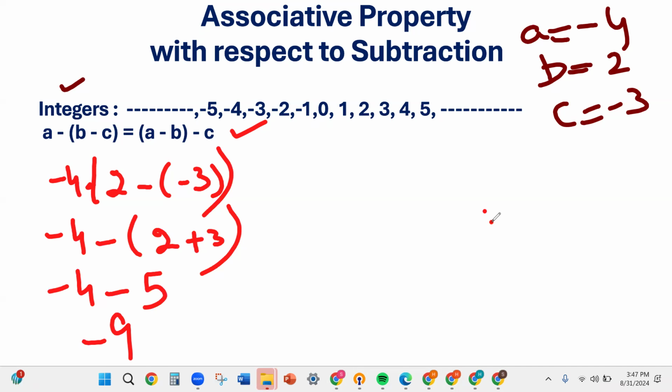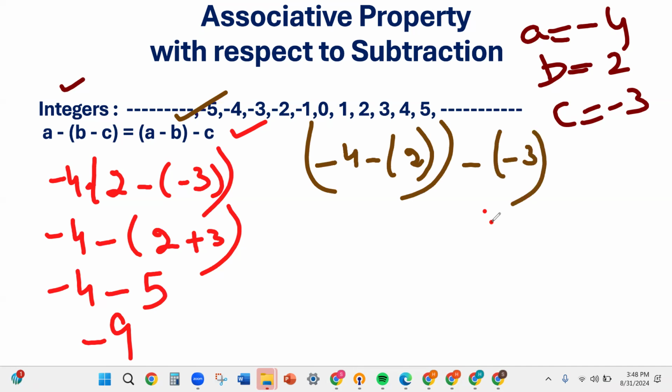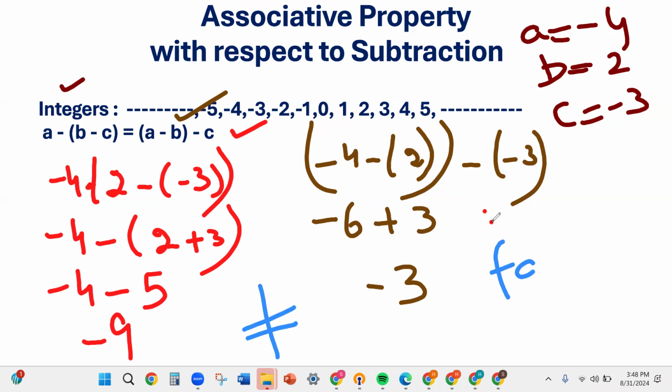Now let's substitute all the values in the right-hand side. A is -4, B is 2, and C is -3. -4 minus 2 will give you -6. Minus into minus is plus. -6 plus 3 will give you -3. -9 and -3 are not equal to each other. So this property is false. This property is not satisfied.